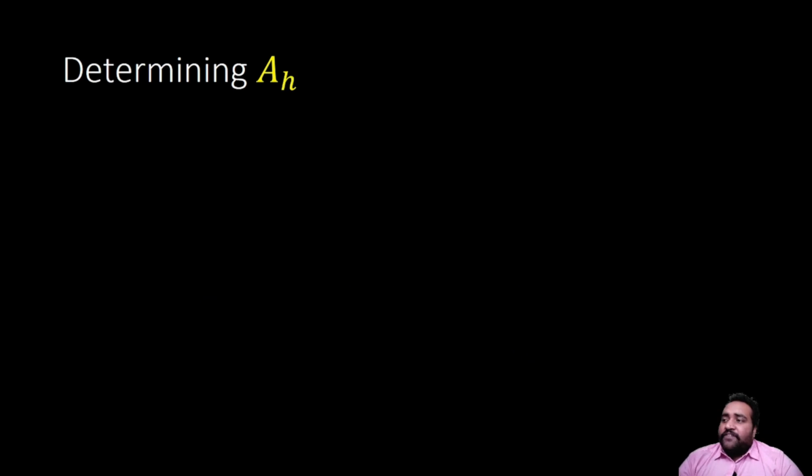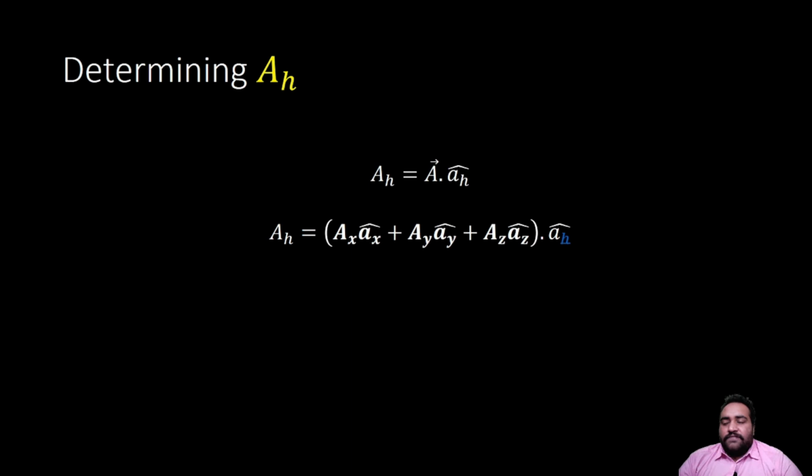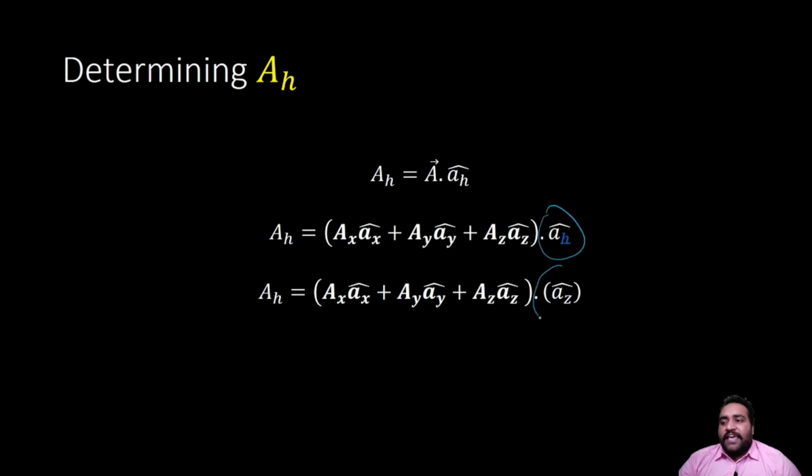Now, similarly, if you are to determine the magnitude of the component along the AH cap unit vector, I would be dotting A bar with AH cap. So AH would be A bar dotted with AH cap. Once again, you remember that the unit vector AH cap and AZ cap are both one and the same. So I can directly look at this and say that this term would be cancelled out, this term would be cancelled out, and only this term would be remaining. So AH will also be the same as.